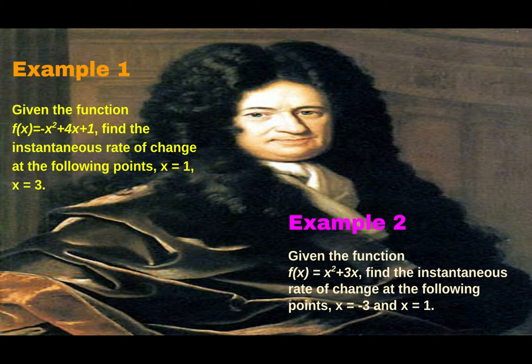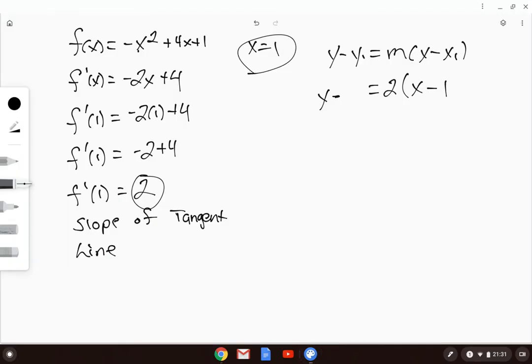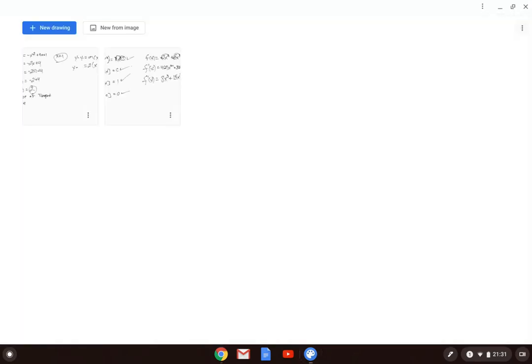So our first example says, given the function f of x equals negative x squared plus 4x plus 1, we want to find the instantaneous rate of change at the following 2 points, x equals 1 and x equals 3. So let's go ahead and do that. Let's start with, first of all, writing the function, which is going to be f of x equals negative x squared plus 4x plus 1.